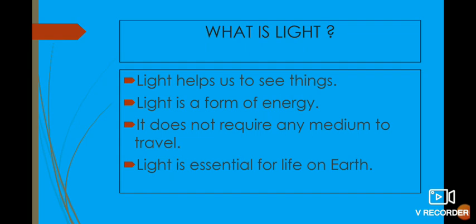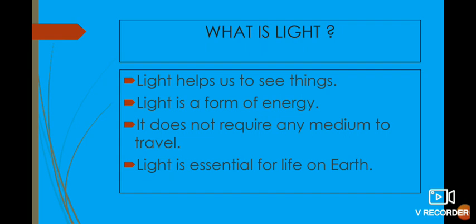But again, coming back to the question, what is light? Light is a form of energy. Okay, light is a form of energy. Just as heat is a form of energy, light is also a form of energy. Okay, who gives us light? The sun. On the earth, sun is the main source of light as well as heat.